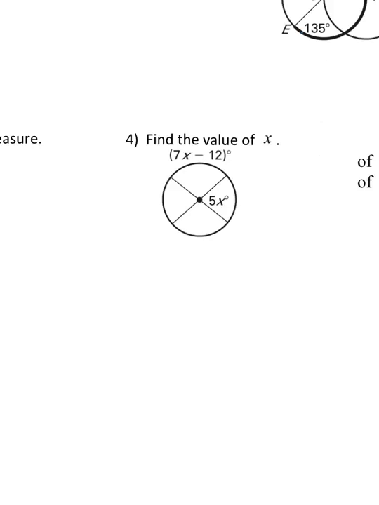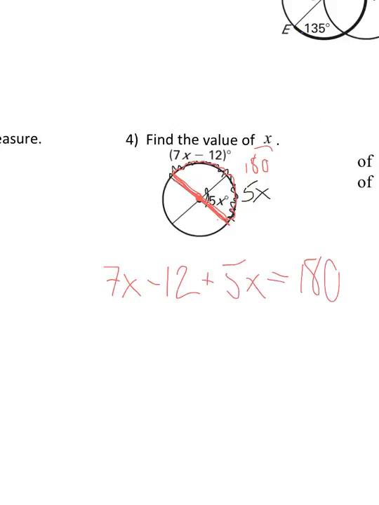Next question. What they want me to try to do is solve for x. So they give me 7x minus 12 for this arc right here. This central angle's 5x, which means that this arc over here is 5x. Now they've marked the center in my circle right here, which means that this segment is the diameter, which tells me that this arc that I've highlighted is actually a semicircle. So I know that those two arcs together, 7x minus 12 and the 5x, are going to equal 180.